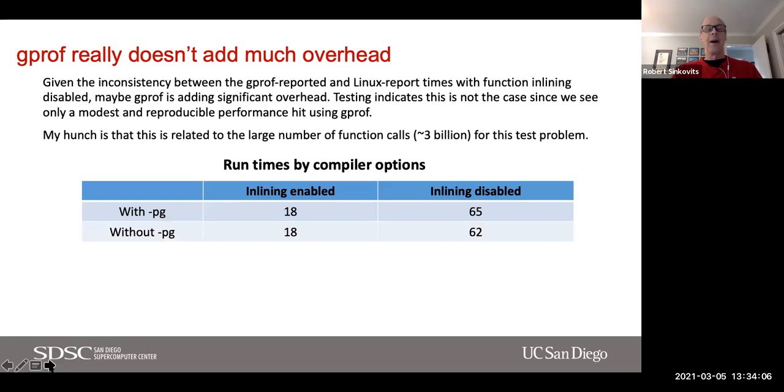Okay. I want to add that Gprof really doesn't add much overhead. So here I show the run times with different compiler options, with and without -pg, where again -pg adds the instrumentation needed by Gprof, and with inlining enabled and inlining disabled. We see that when inlining was enabled, there was no difference in the runtime. In both cases, it was 18 seconds.